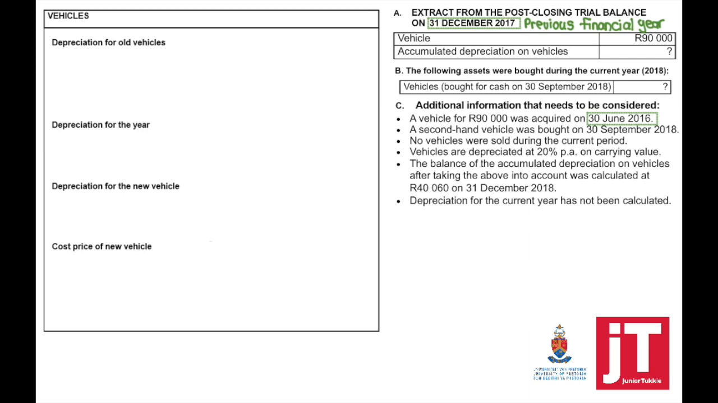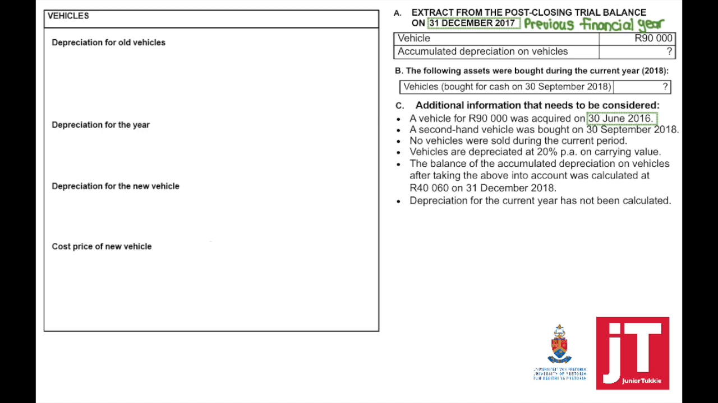The second bullet, a second-hand vehicle was bought on 30 September 2018, which is the current financial year. No vehicles were sold during the current period. Vehicles are depreciated at 20% per annum on carrying value. Carrying value means that you need to use the book value. The balance of the accumulated depreciation on vehicles after taking the above into account was calculated at 40,060 on 31 December 2018. Depreciation for the current year has not been calculated.